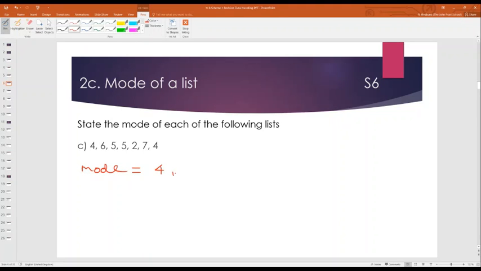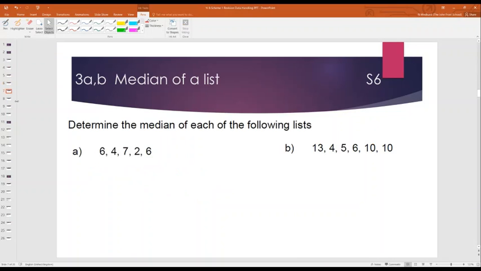You can either write 4, then a comma and 5 to represent both the numbers 4 and 5, or you can write 4 and 5. But you never write 4 plus 5, because that is 9, and the mode can't be 9 because 9 doesn't even come up in the list. So that's the mode there anyway.